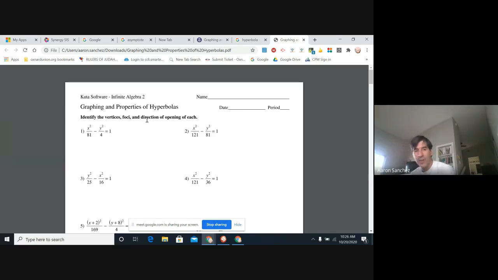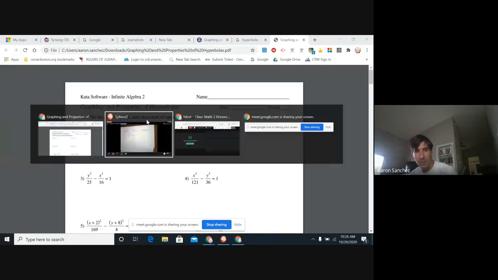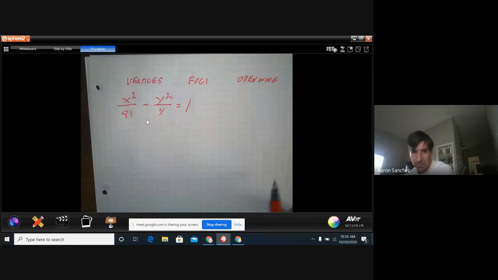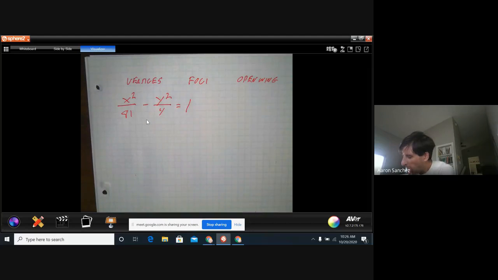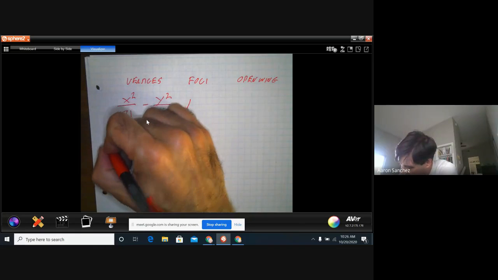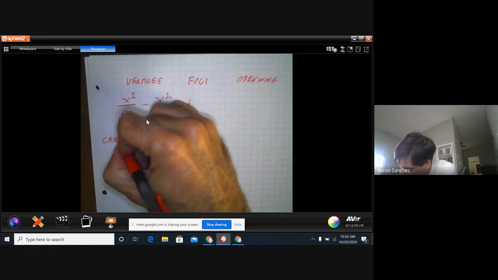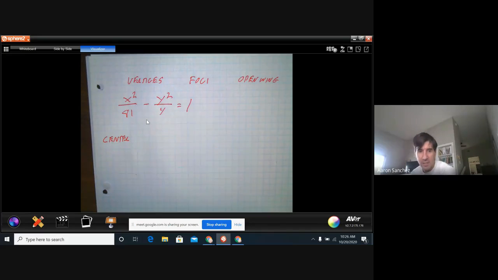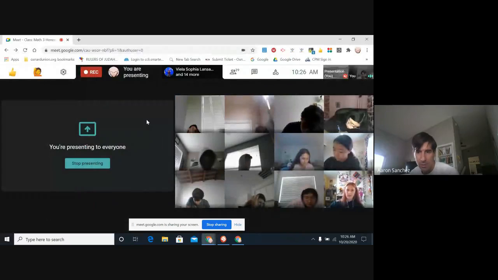Okay, now identify a hyperbola. Let's figure out. Now, remember I said the center is H and K. You'll see the center is not really a center, but I'm calling it a center. What is the center of this hyperbola? What do you think?